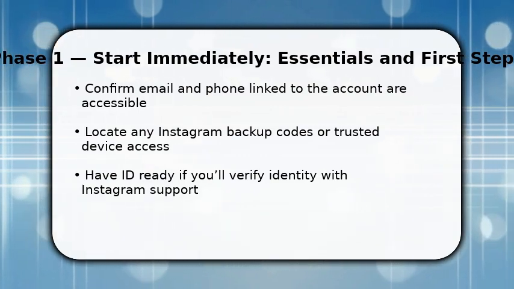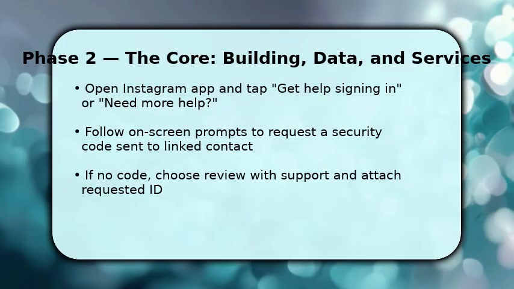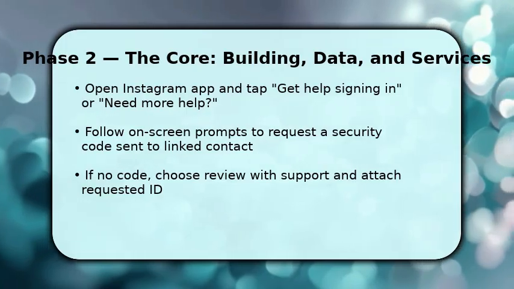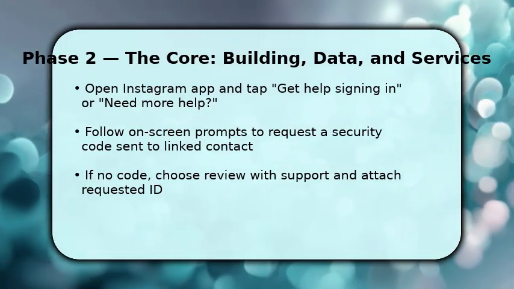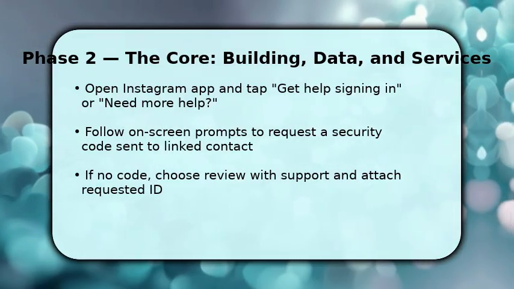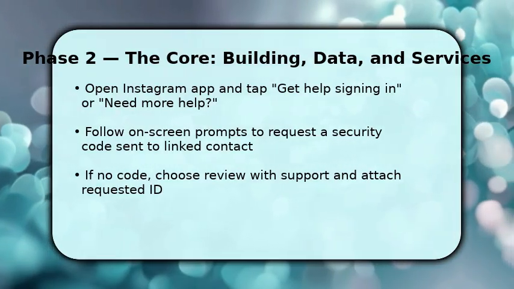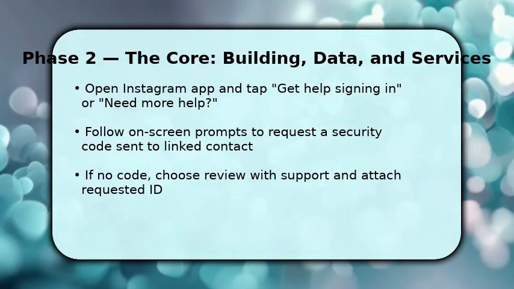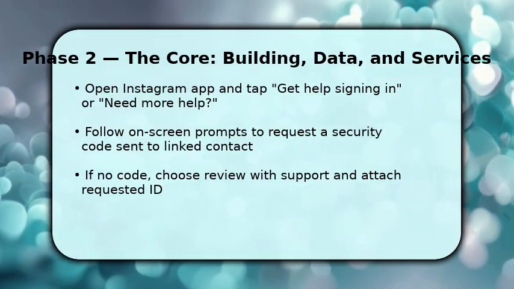Now use Instagram's built-in recovery. From the login screen, tap Get Help signing in or need more help, and enter your username or linked email/phone. Then choose the option to receive a security code to the contact methods on file. This is why confirming access matters.